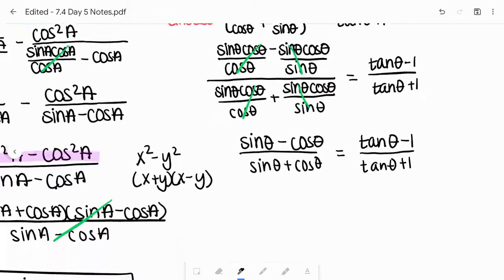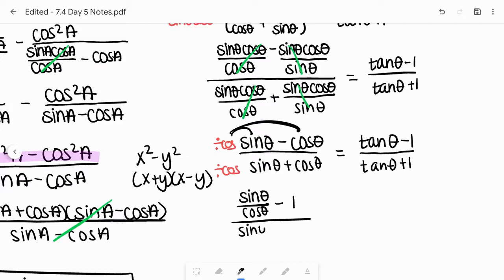So let's divide both sides by cosine. That will give us sine theta over cosine theta, because I'm going to be distributing. Cosine theta over cosine theta is going to give me 1. Then again in the denominator, sine theta divided by cosine theta. If I distribute, that's going to give me plus 1.